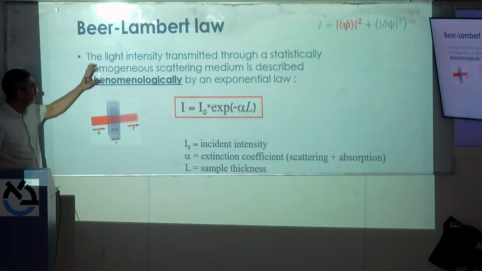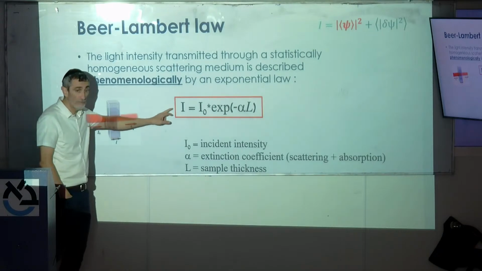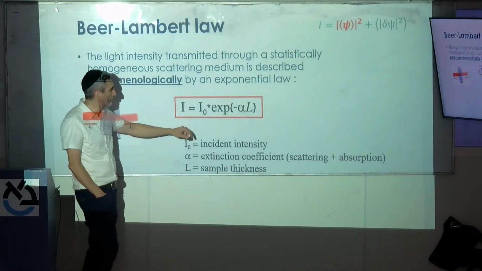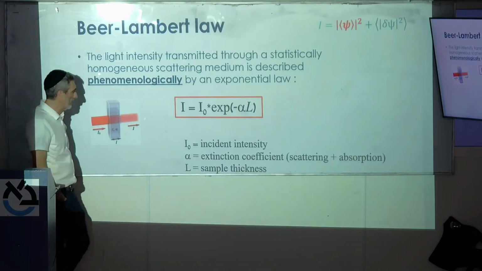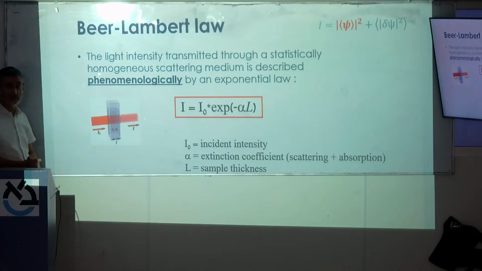So I'm going to define the Beer-Lambert law, which describes how the ballistic intensity is reduced as you cross a scattering medium of length L. The light intensity transmitted through a statistically homogeneous scattering medium is described phenomenologically by an exponential law: I0 times exponential minus alpha L, where L is the thickness of the medium, and alpha is the extinction coefficient, which can be due either to scattering or to absorption in the medium.